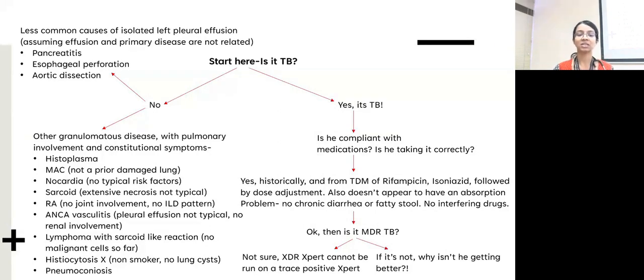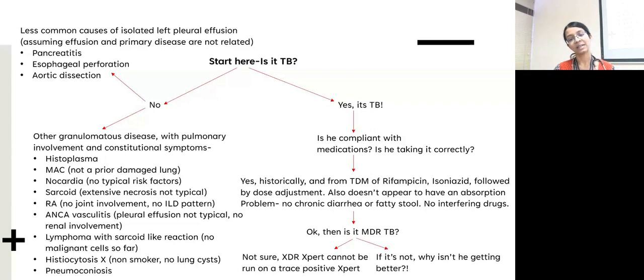Other granulomatous diseases with pulmonary involvement and constitutional symptoms we considered were histoplasma, MAC, nocardia, sarcoid, RA, ANCA vasculitis, lymphoma with sarcoid-like reaction, histiocytosis X. Many of these clinically itself didn't fit the profile of patients that are involved. And less common causes of isolated left-sided pleural effusion that were to be considered were pancreatitis, esophageal perforation, and aortic dissection. Esophageal perforation was a possibility because he was vomiting continuously the week before he came here.